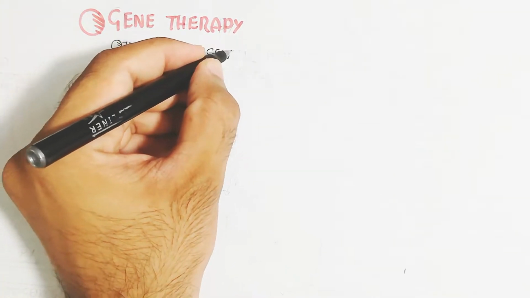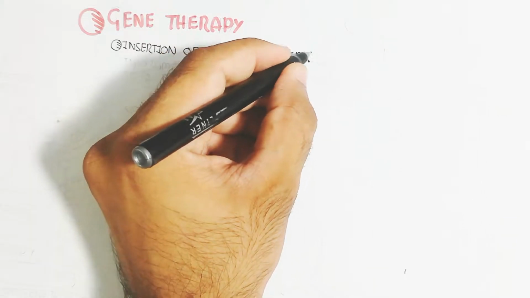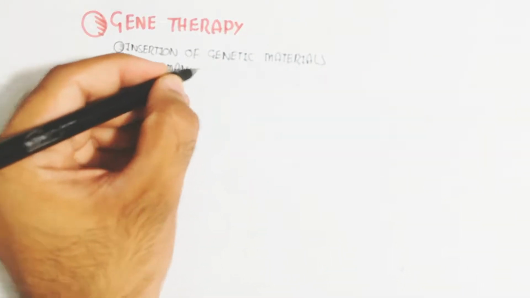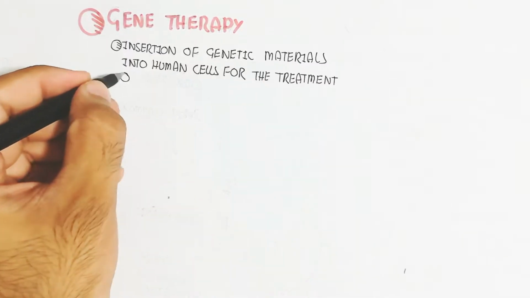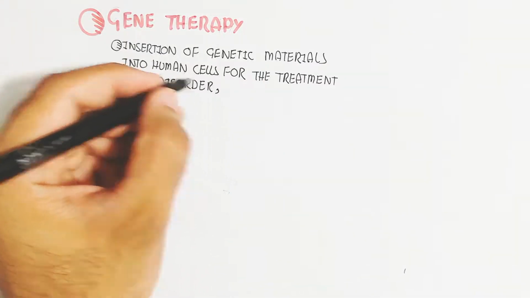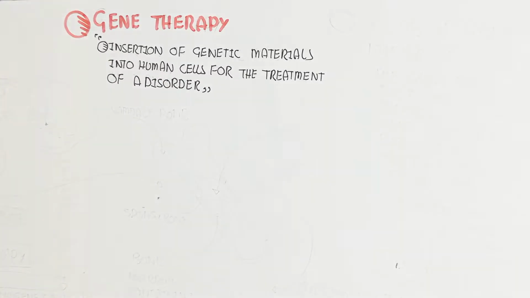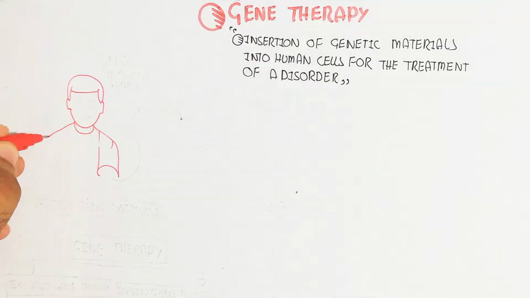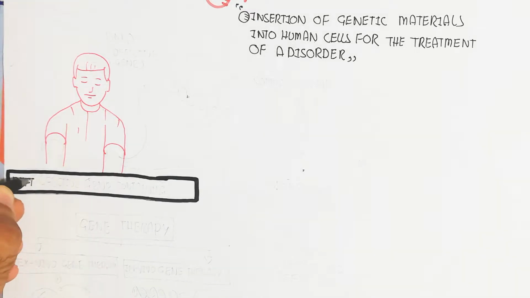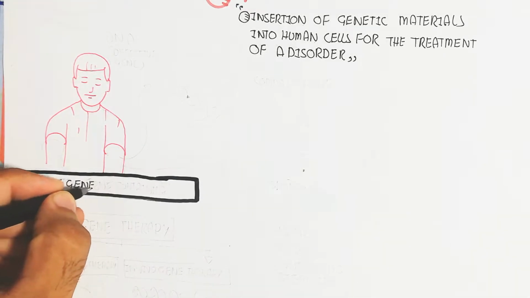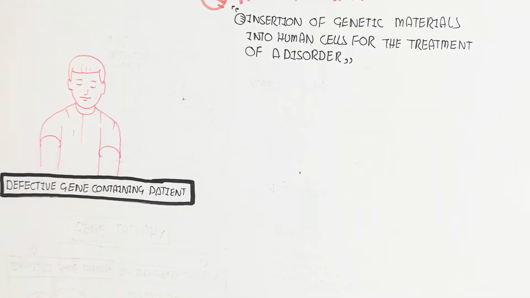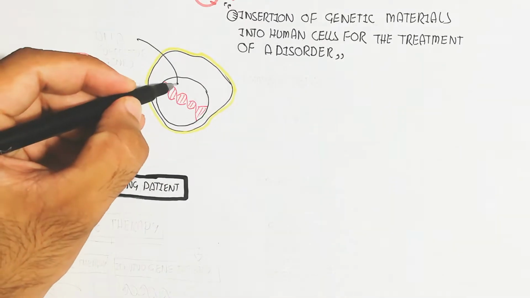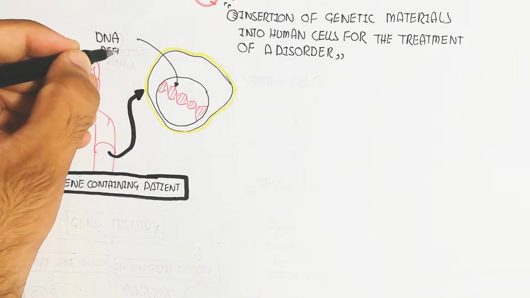So the insertion of genetic material into a human cell, animal cell, or plant for the treatment of a disorder is known as gene therapy, because the defective gene is removed to add another gene that is non-defective and beneficial. So the patient with the defective gene has cells, and the cell contains a nucleus containing the genome, which is made up of DNA and histone protein.